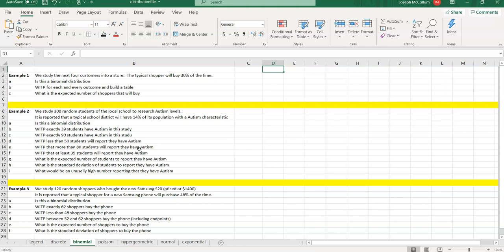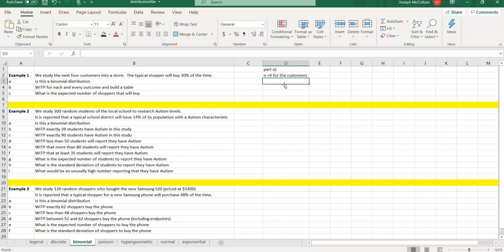The typical shopper will buy 30% of the time. How do we know this? Trend data. So the first question, part A, do we know it's binomial? Well, if it's binomial, it has to go through each one of the checkpoints. So the quick one I look for is, do I have a fixed number, an n number of trials? In this case, n equals 4 for the customers. We have 4 customers coming into the store. Got it. So that's one of the key ingredients.